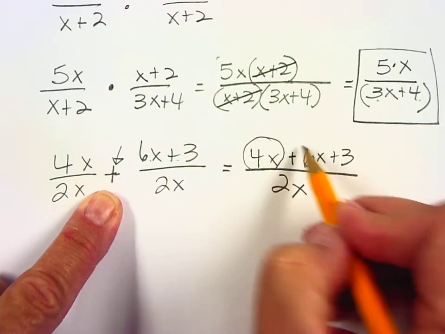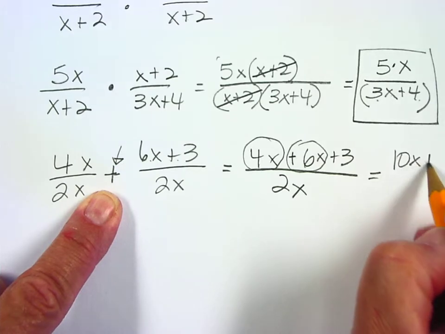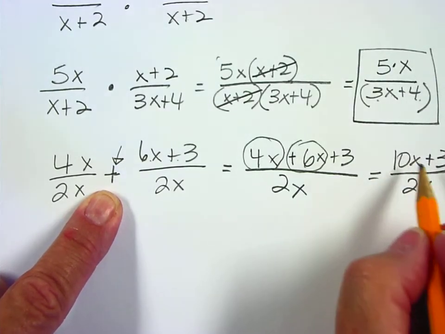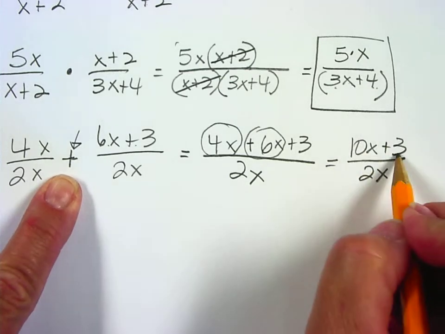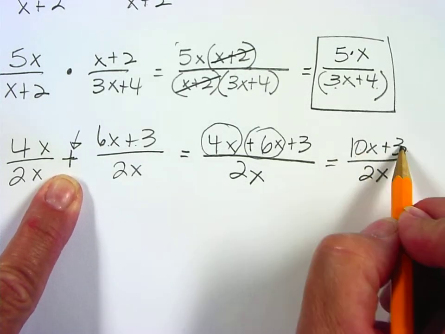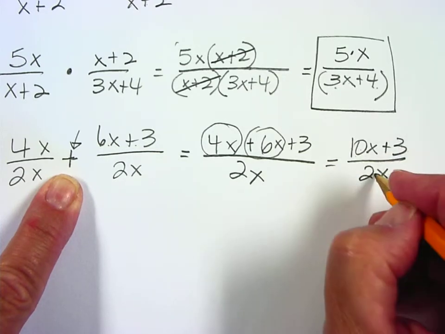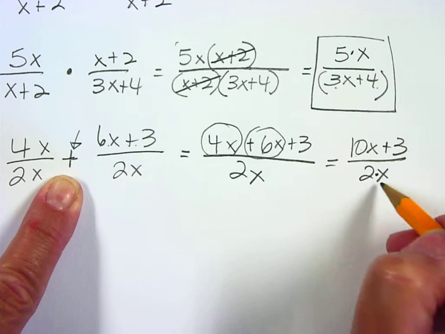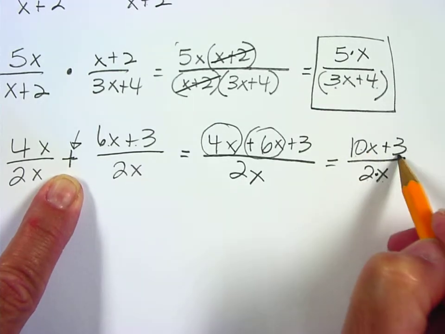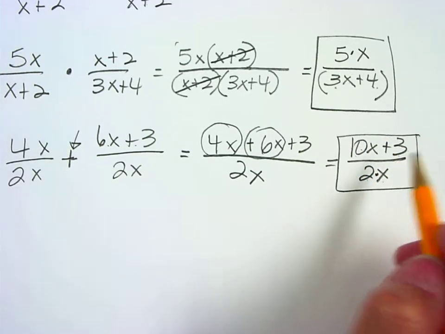And now I can combine like terms, and I get 10x plus 3 over 2x. Now, this is a binomial, and I can't factor it because there's no GCF. It's not a special case, and I can't use X-man. Now, this is a monomial. I could factor it like that, but it doesn't do any good because there's not a factor of 2 in my numerator, and there's not a factor of x in my numerator. So that's my answer right there.